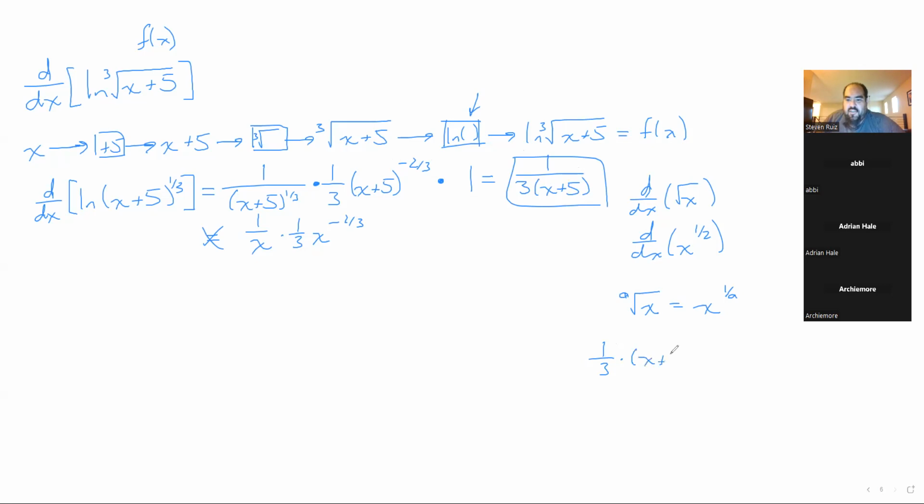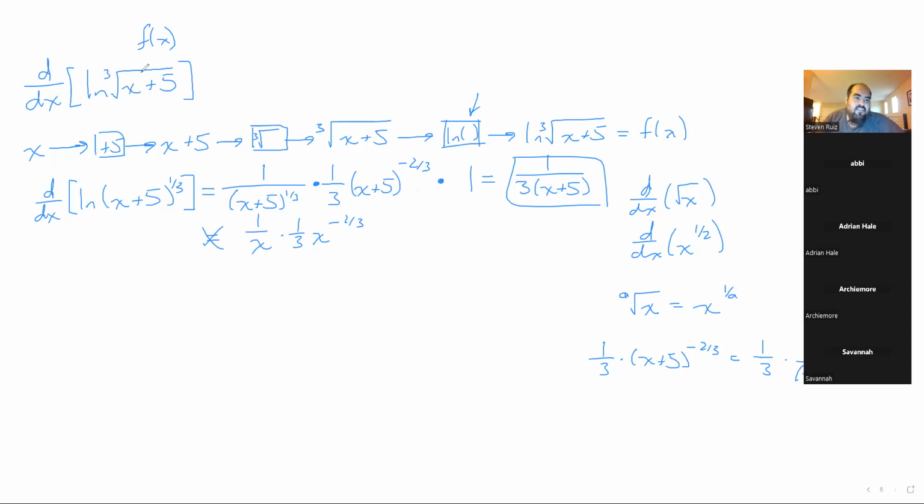1/3 times (x plus 5) to the negative 2/3 is equal to 1/3 times 1 over (x plus 5) to the positive 2/3. And then when I multiply that, so (x plus 5) to the 1/3 times (x plus 5) to the 2/3 becomes (x plus 5) to the 3/3, so it's power of 1. The other way to do this derivative is like this.